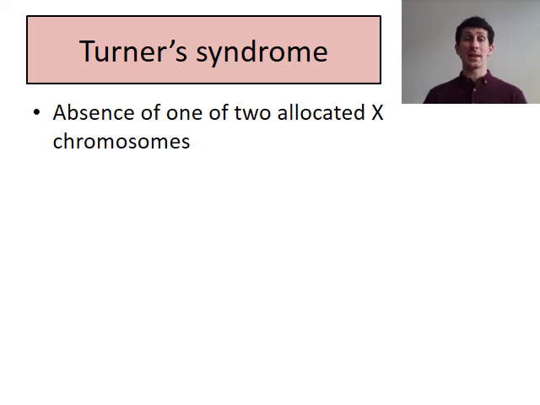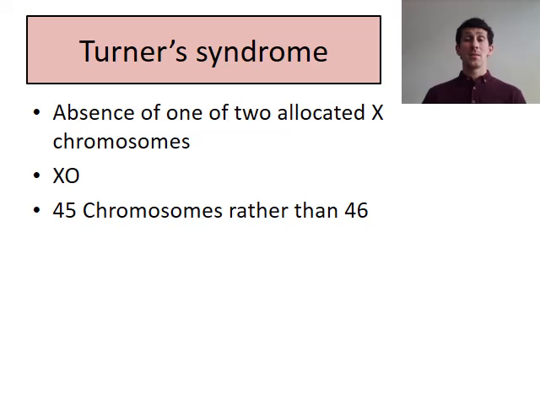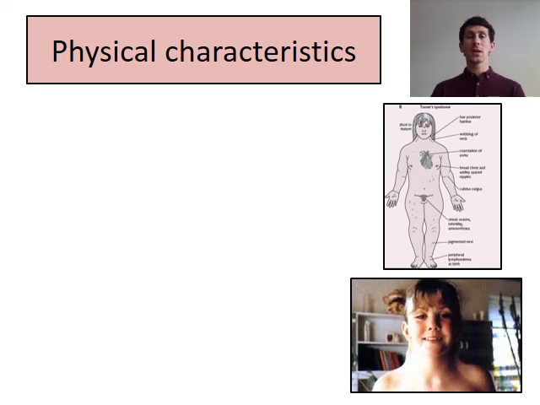Turner syndrome, on the other hand, occurs in females, and this is the absence of one of the X chromosomes. They'll often be referred to as XO genetically. And because they're missing that last chromosome, they might have 45 chromosomes instead of the usual 46.